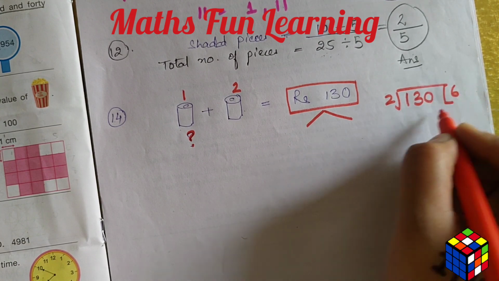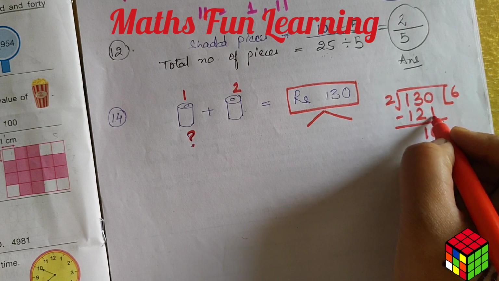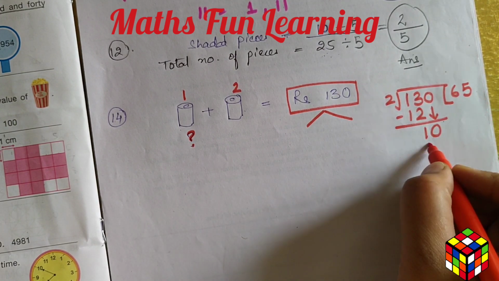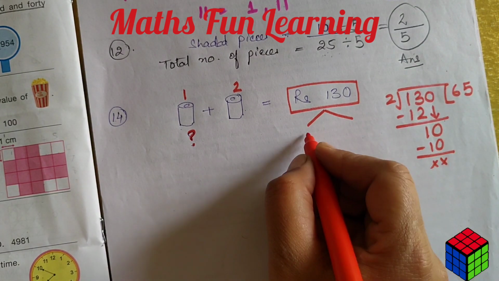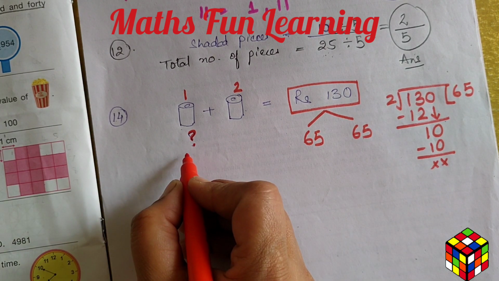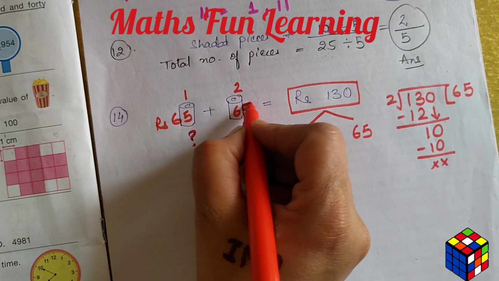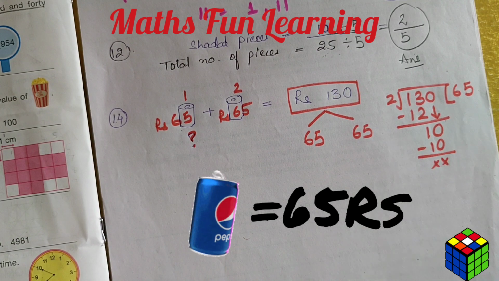2, 6, 12, subtract 1 and 0. This is the rule. You have to bring one number down. 2 times 5 is 10. Wow. So it is 65 rupees. So you can say that the cost of each can is 65 rupees. Got it? The cost of each can is 65 rupees.